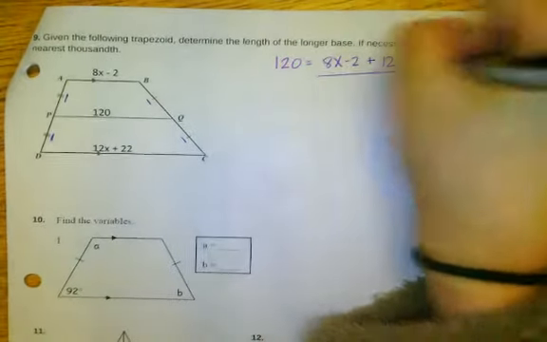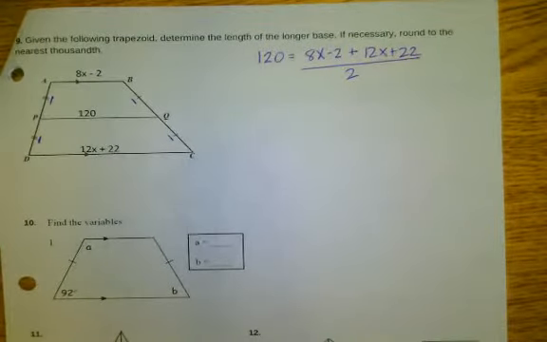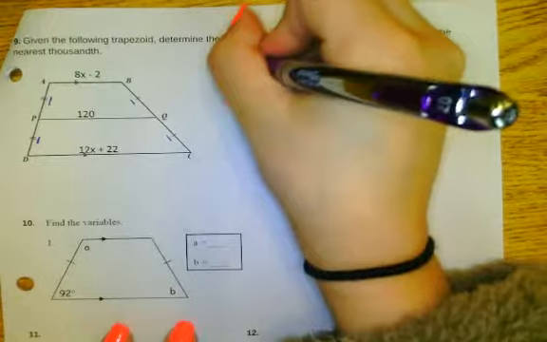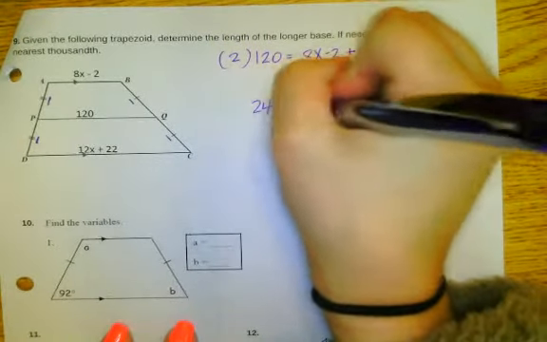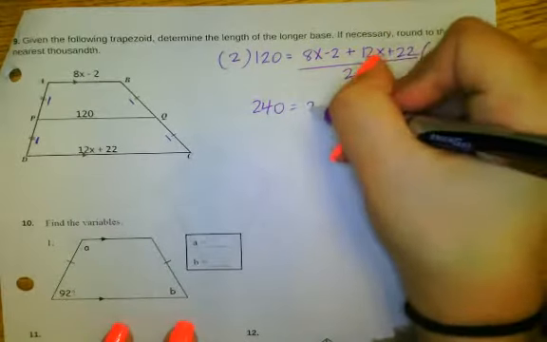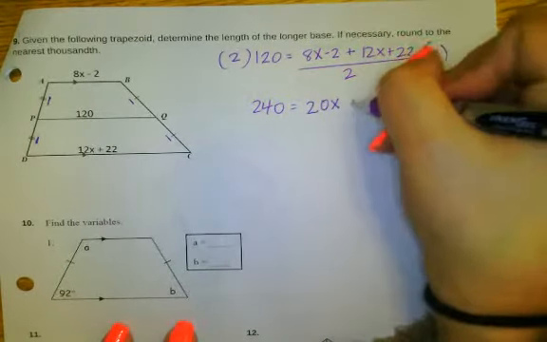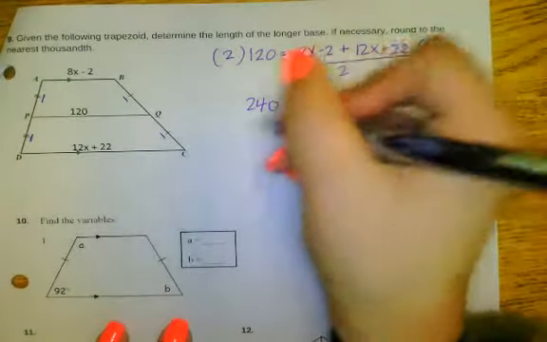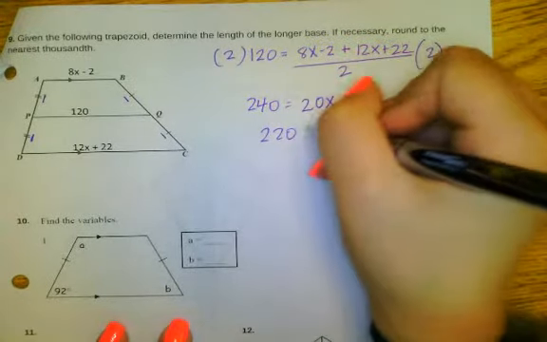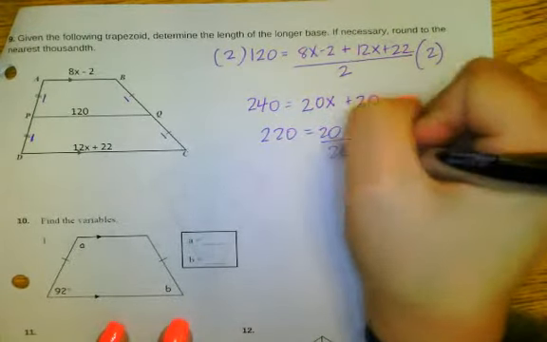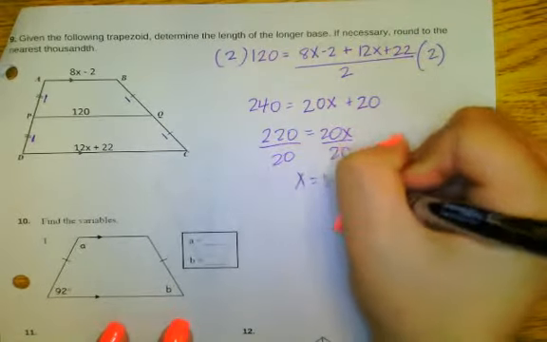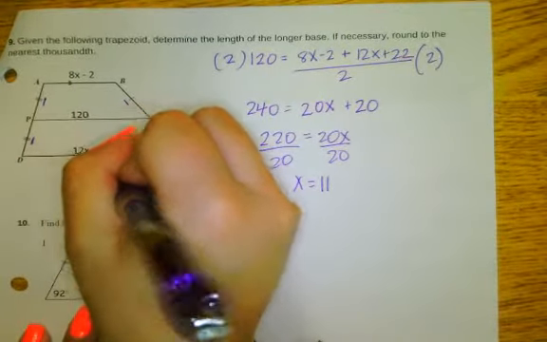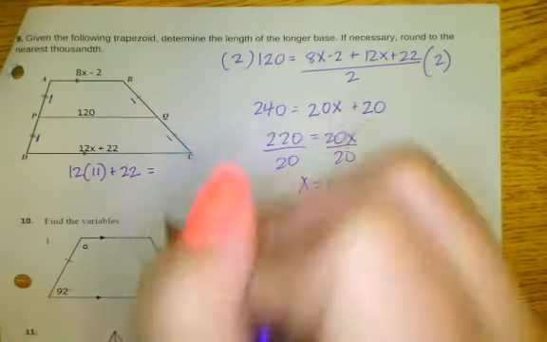Okay, so how am I going to get rid of the 2? Multiply both sides by 2. So I have 240 equals 20x plus 20. So I have 220 equals 20x. So what does x equal? Okay, so how do we find the length of the longer base? Plug in 11 for x for DC. And what do you get? 154.